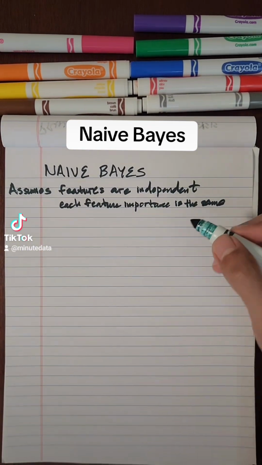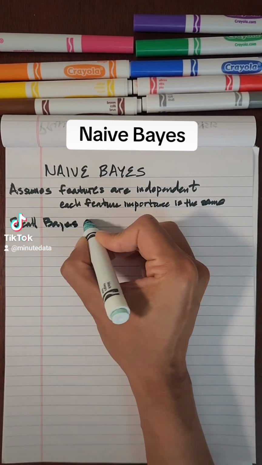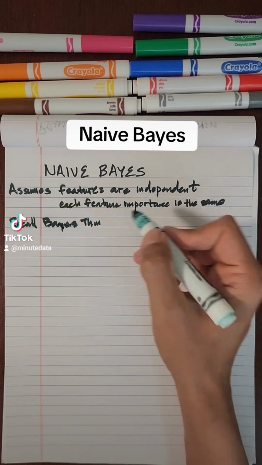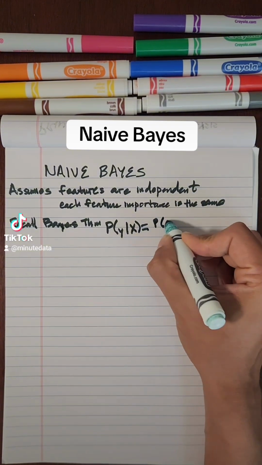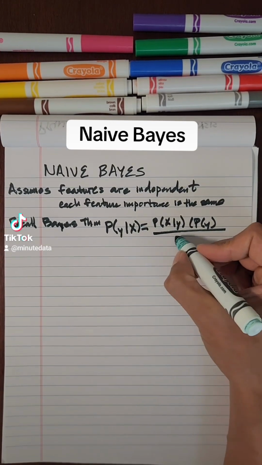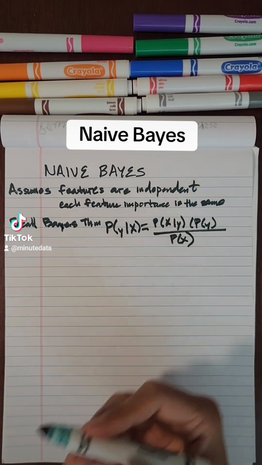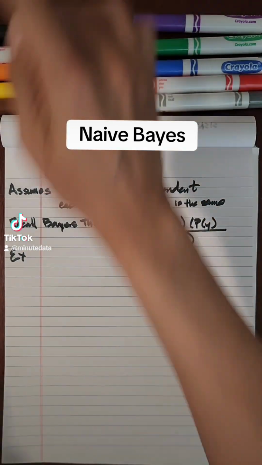Before we go to our example, let's also recall Bayes' theorem. Bayes' theorem is essentially: the probability of y given x is equal to the probability of x given y, times the probability of y, divided by the probability of x. Let's now jump into an example of using Bayes' theorem.